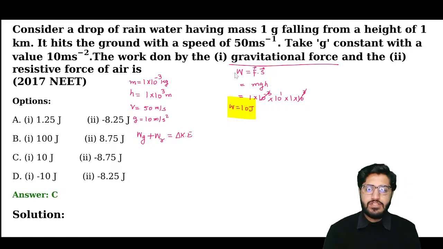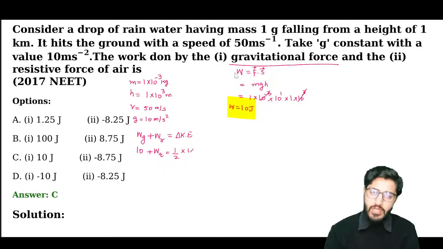Work done by gravitational force is 10 joule, which is given to me, and work done by resistive force is not given to me. We have to find it out, and the change in the kinetic energy would be 1 by 2 mv square. So 1 by 2 m. What is m? m is 1 into 10 to the power minus 3. What is v? It is 50. So I can write 50 multiplied by 50.